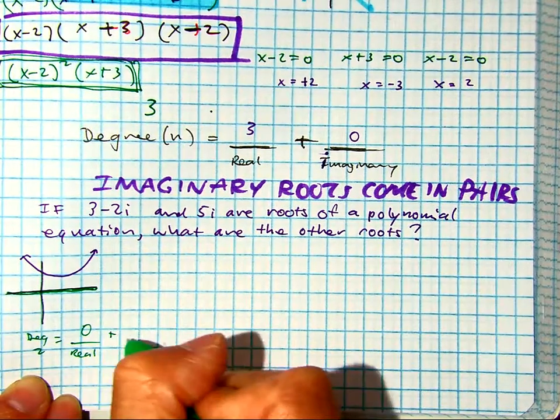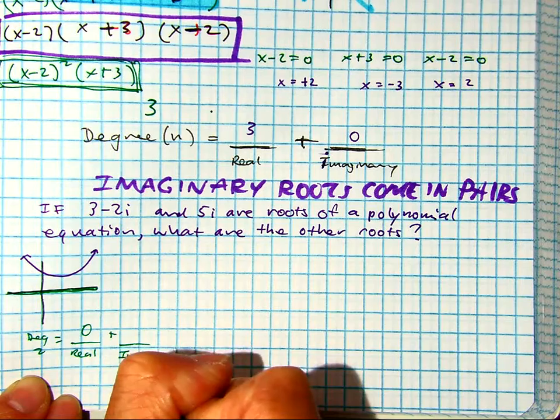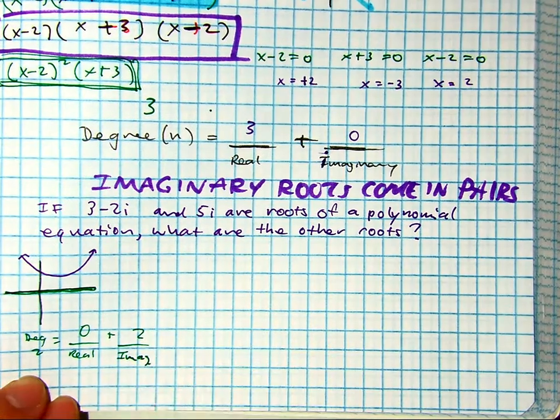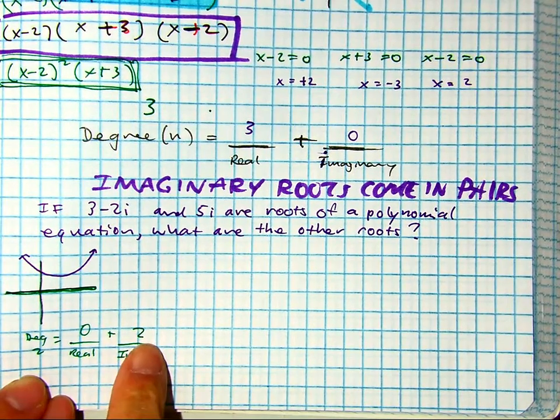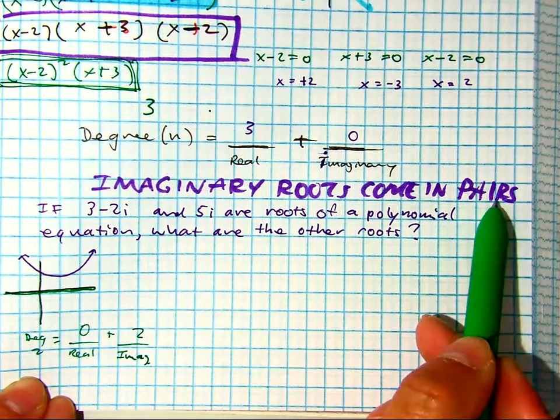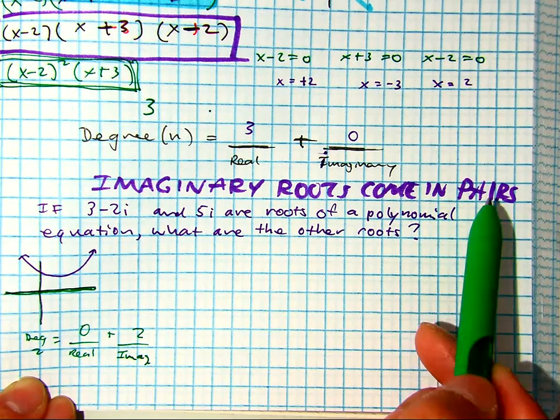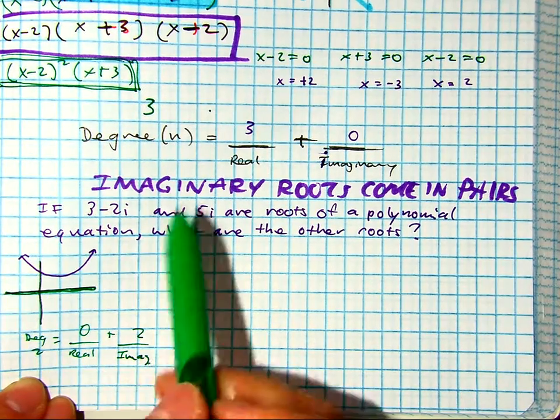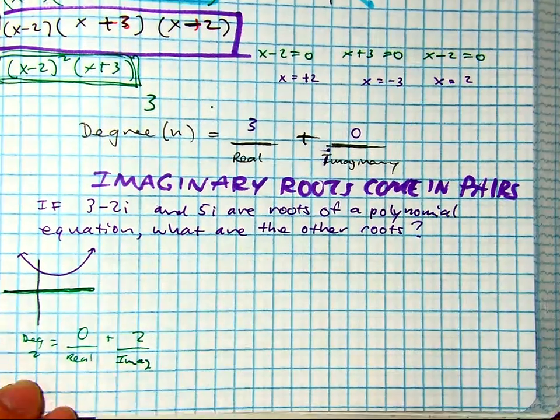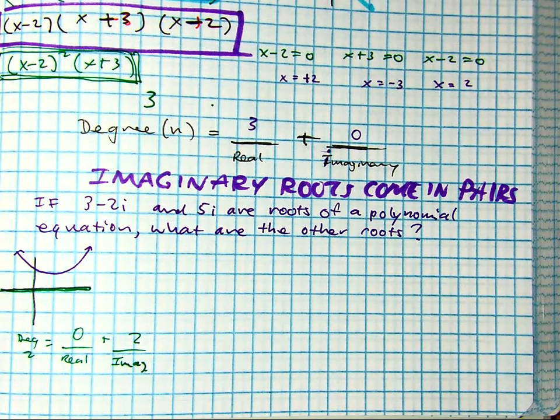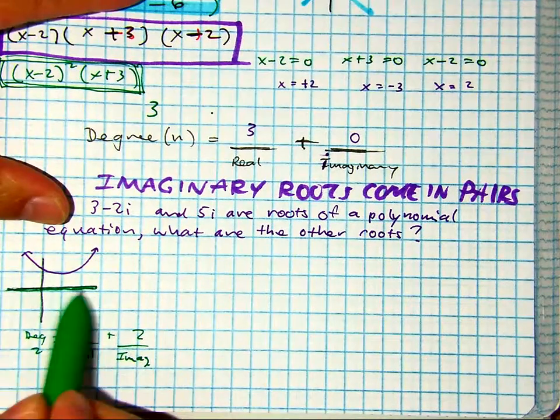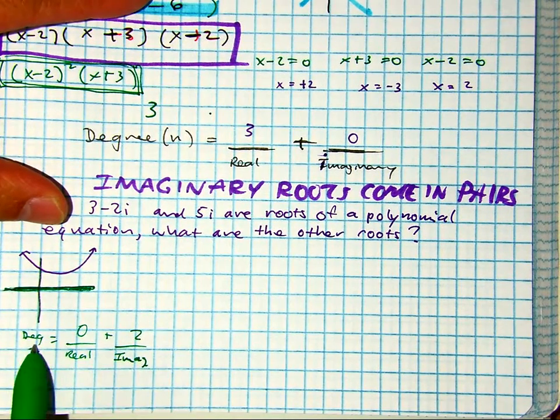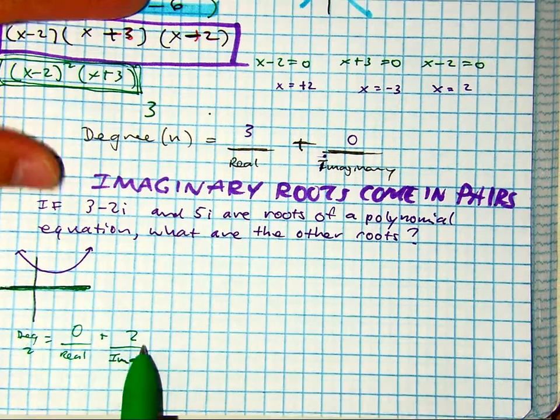Therefore, how many imaginaries do you have? You have 2. What this implies is that imaginary roots come in pairs. So from this example, I'm proving to you that imaginary roots come in pairs. Because it doesn't touch the x-axis, but my degree is 2, so I'm trying to figure out where the other zeros are. It must be imaginary.